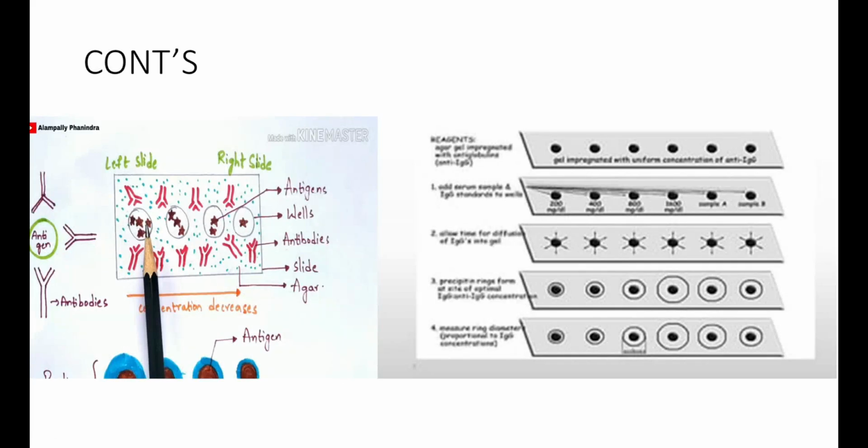That is the diagram showing how it is done. And here, when the antigen radiates out, or moves out, it can form different rings based on the antigen present in the well.